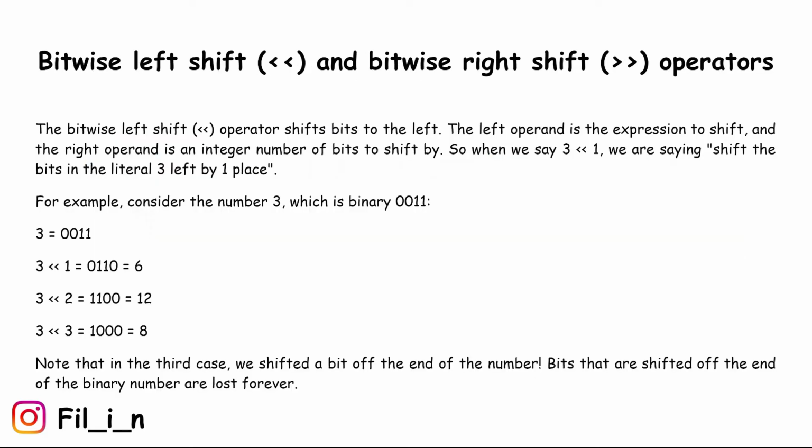The bitwise left shift operator: the left operand is the expression to shift, and the right operand is an integer number of bits to shift by. So when we say 3 << 1, for example, consider the number 3, which is binary 0011. 3 << 1 equals 0110 equals 6. 3 << 2 equals 1100 equals 12. Note that in the third case, we shifted a bit off the end of the number. Bits that are shifted off the end of the binary number are lost forever.